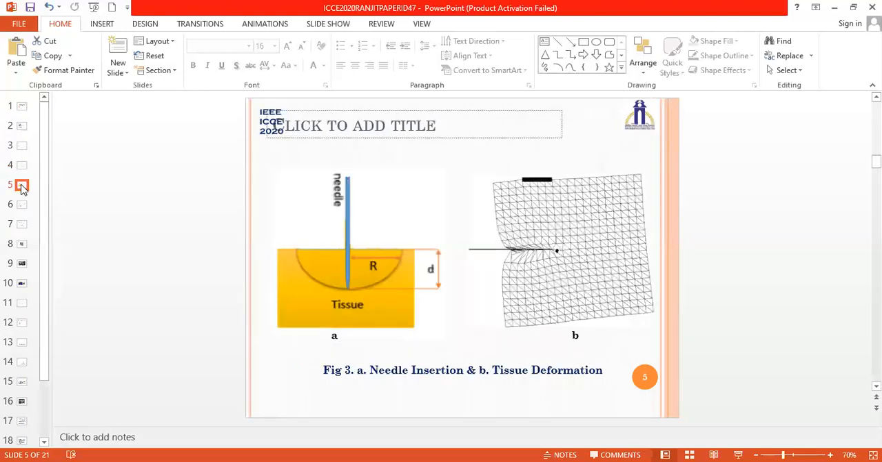In my next slide I will show that whenever the needle tries to insert into the viscoelastic tissue-like material, it initially creates an arc. This arc has radius r and the depth of the needle is d. Figure A is the needle injection image, and figure B is the tissue deformation due to the needle injection process by the FEM model.